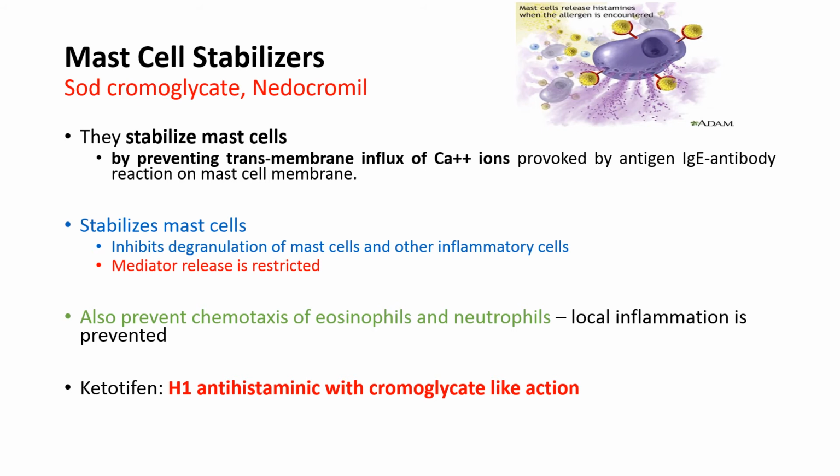Now there is one drug apart from sodium chromoglycate and nedocromil. There is one interesting drug, which is known as Ketotifen. Now Ketotifen has a dual mechanism of action. It has H1 antihistaminic action along with sodium chromoglycate like action.